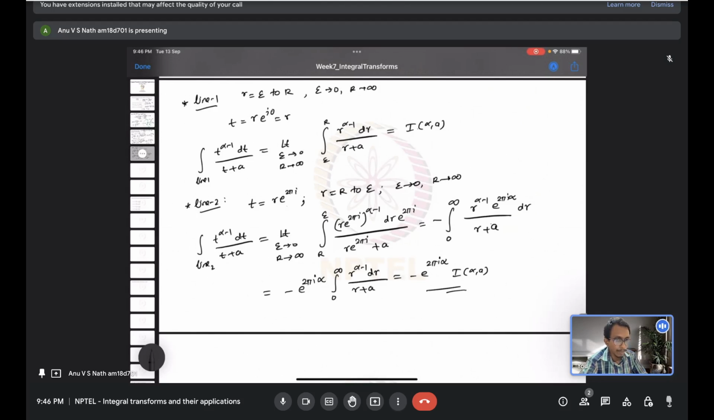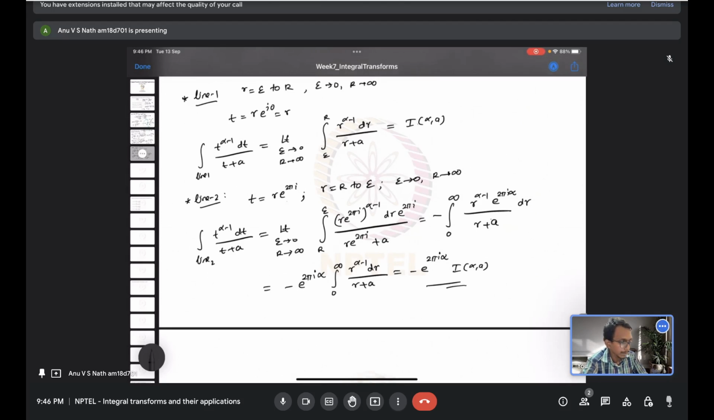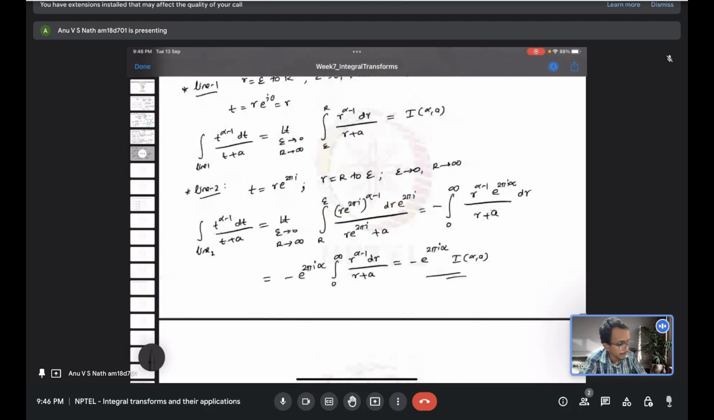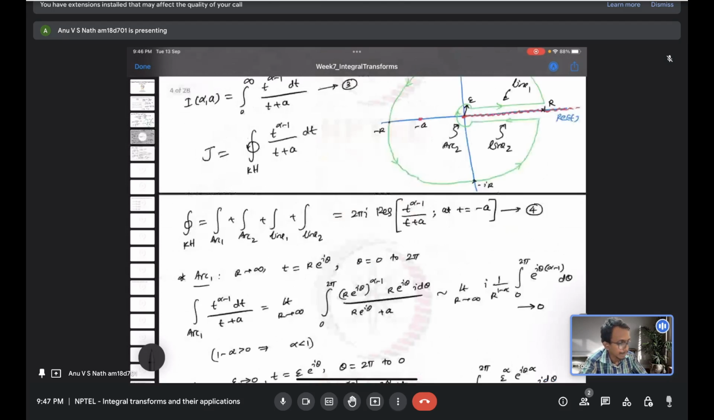But for a non-integer value of alpha, we will find that this term is not 1, so that there is a finite contribution of the integral I, which we can rearrange and get it back. That's what we are going to do. So let's go to equation 4 and find what is there in the left hand side.